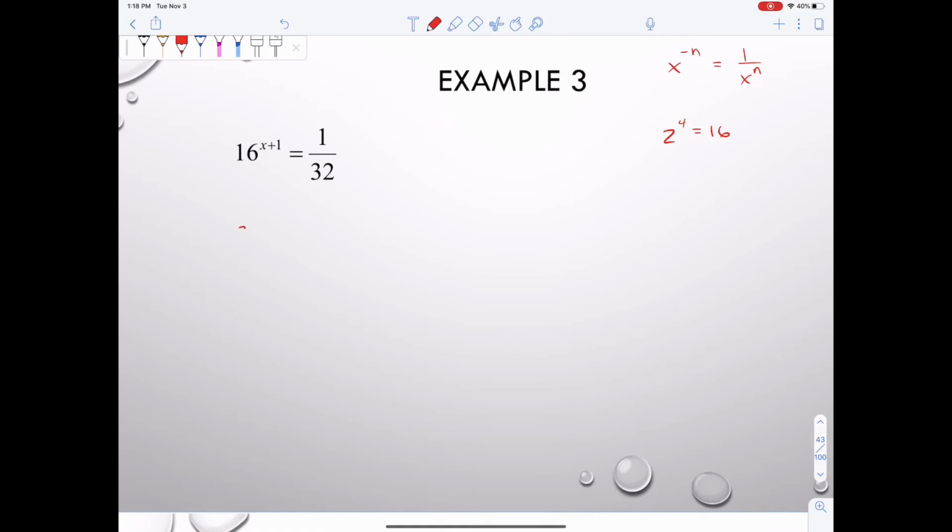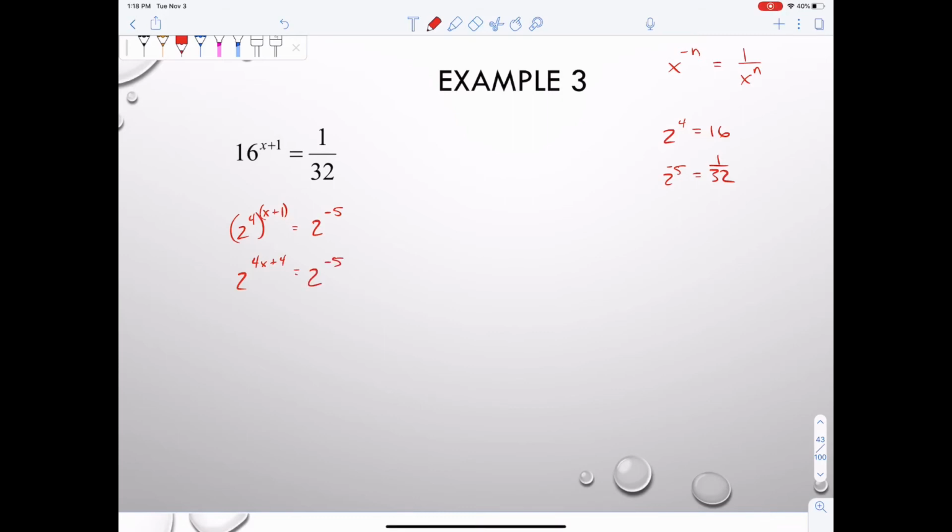Simple, right? Here we get 2 to the 4th to the x plus 1 power. And again, I need those parentheses as a placeholder. 2 to the 5th is 32. But because I want 1/32, I need this to be 2 to the negative 5th. So on the right, we're going to have 2 to the negative 5th power. Now again, let me simplify here. I'll distribute the exponent. I have 2 to the 4x plus 4 equals 2 to the negative 5th.